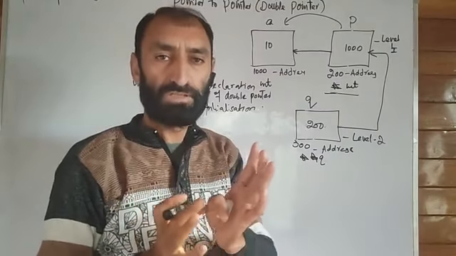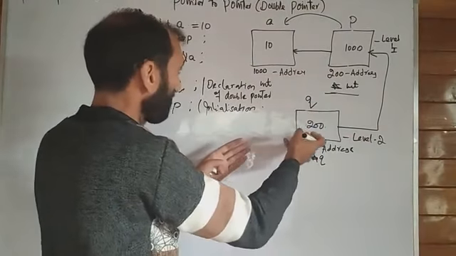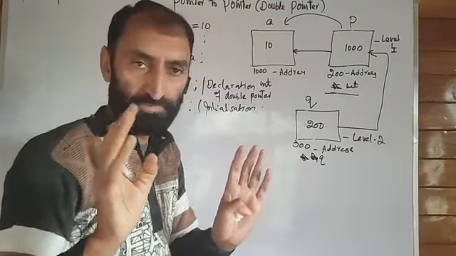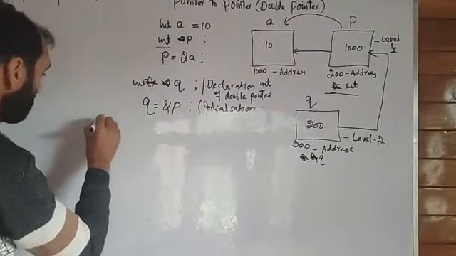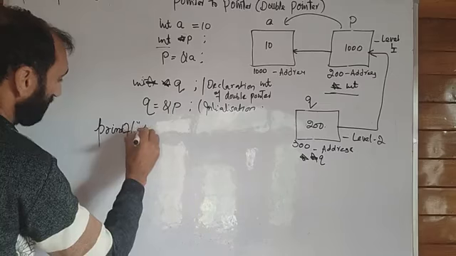We can access it through 3 ways. The value of a can be accessed by 3 ways. First, we'll take the instruction, and after that, print %d.